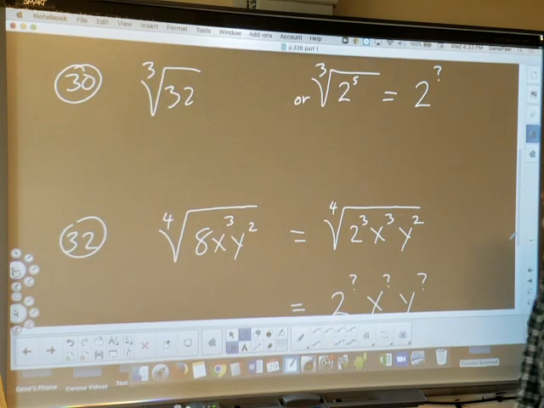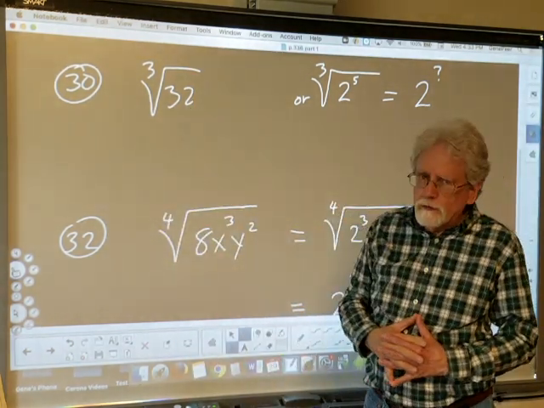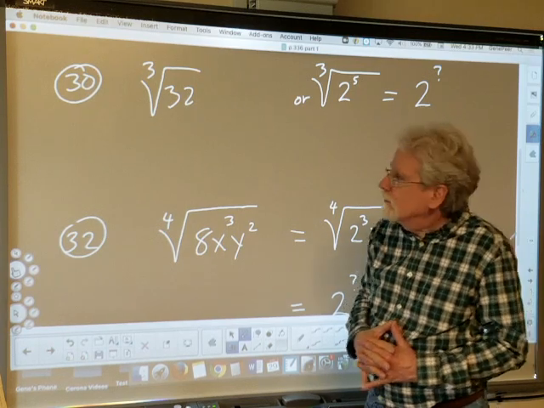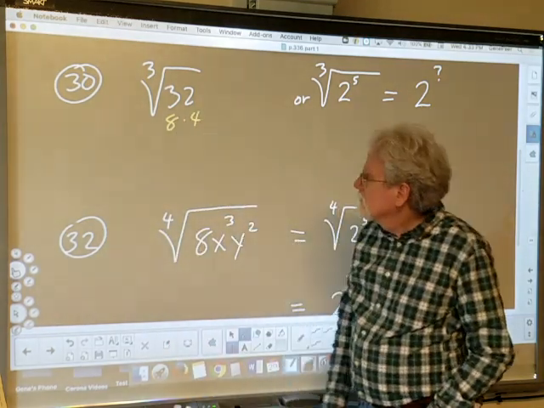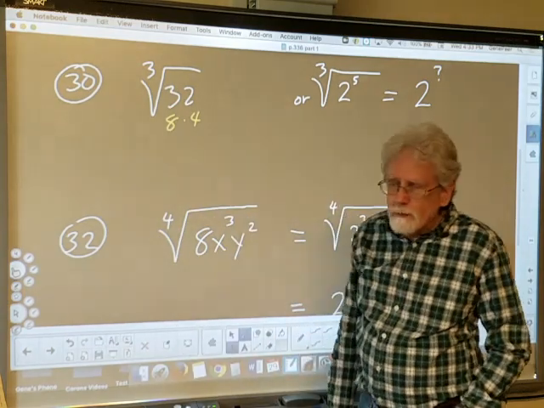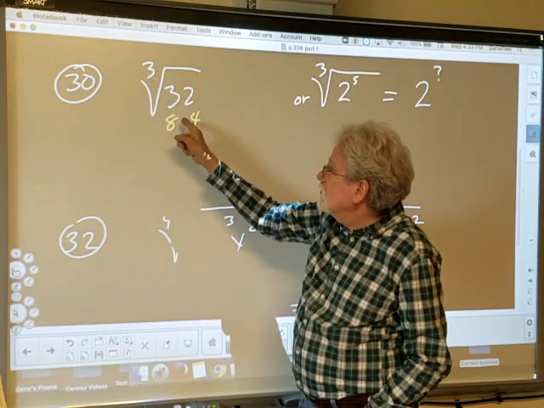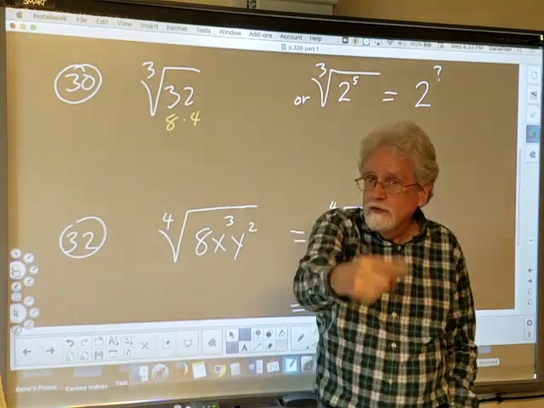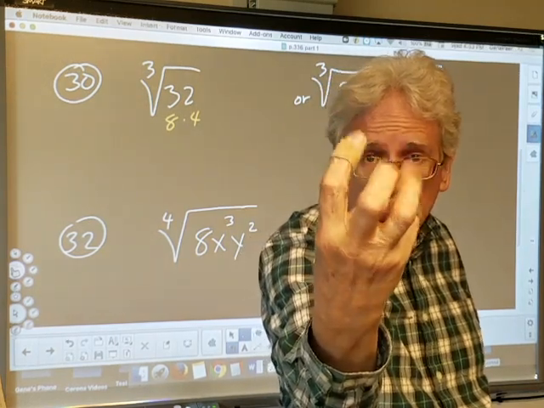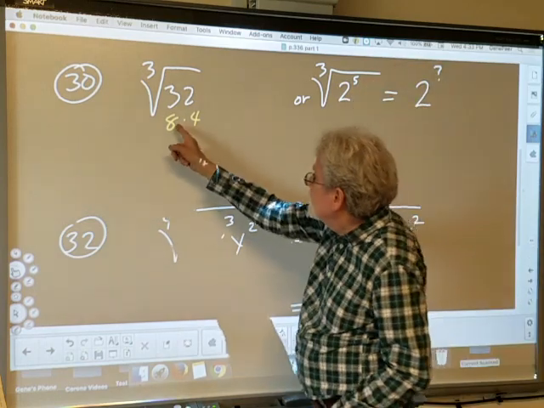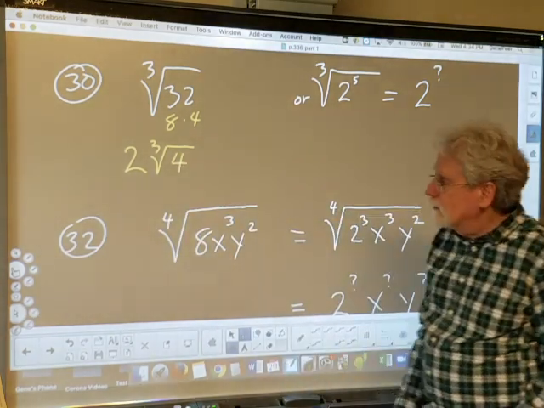Number 30, cubed root of 32. What cube goes evenly into 32? Yes, 8. 8 times 4 is 32. Does the 4 come out? No, the 4 does not come out. We don't know the cubed root of 4, but we do know the cubed root of 8. The cubed root of 8 is 2, because 2 times 2 times 2 is 8. The 8 comes out and becomes a 2. Inside, I'm left with the 4 that I can't take out.